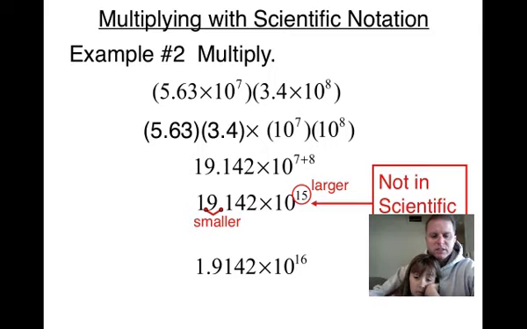Yep, basically. I would say it a little differently. It's 1.9142 times 10 to the 16th, or 9,142 10,000ths times 10 to the 16th, but that's way too hard to say. So that's our answer.